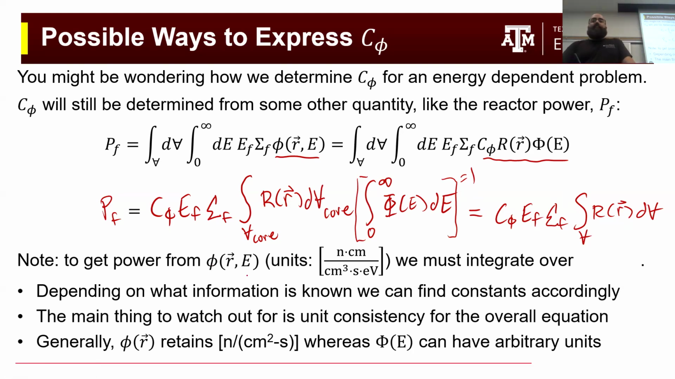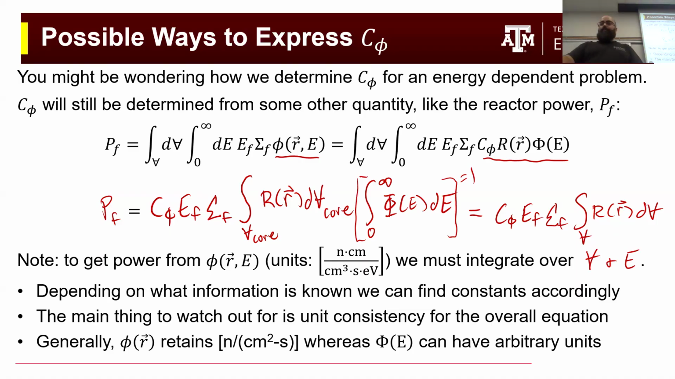But if you have phi of E, and remember that phi of E is a path length rate density per unit energy, so if I want to take this phi of E and convert it into a fission power, I have to multiply by the fission cross section, I have to multiply by the energy per fission, and then I have to take that entire energy dependent power density, and I have to integrate over volume, and I have to integrate it over energy. And depending on what you are given in the problem, you could find that flux magnitude accordingly.